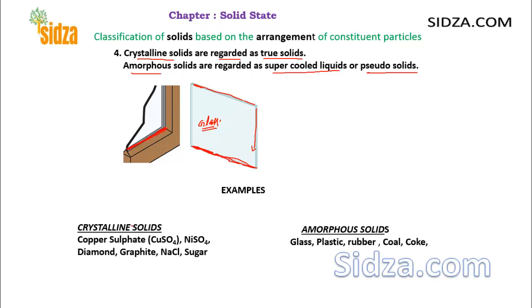Here are certain examples of the crystalline solids and the amorphous solids. Amorphous, you can see: glass, plastic, rubber, coal, and coke. And crystalline solids, mostly the ionic compounds like copper sulfate, nickel sulfate, NaCl, sugar, diamond, and graphite. So these are the crystalline solids. Hope you got the concept.